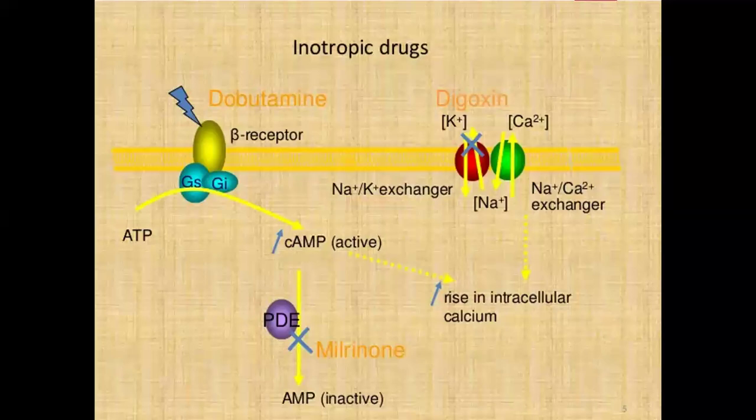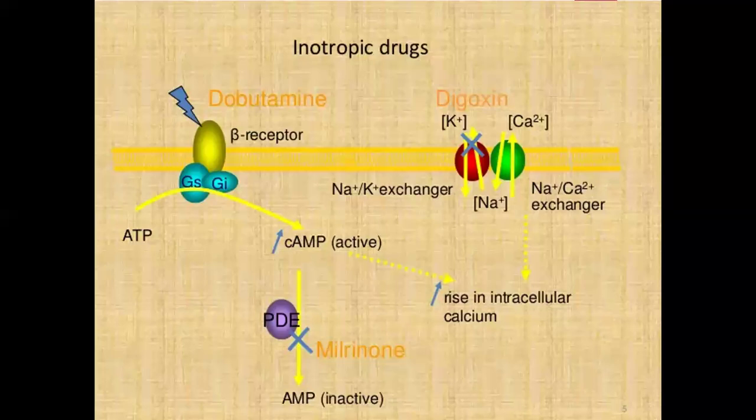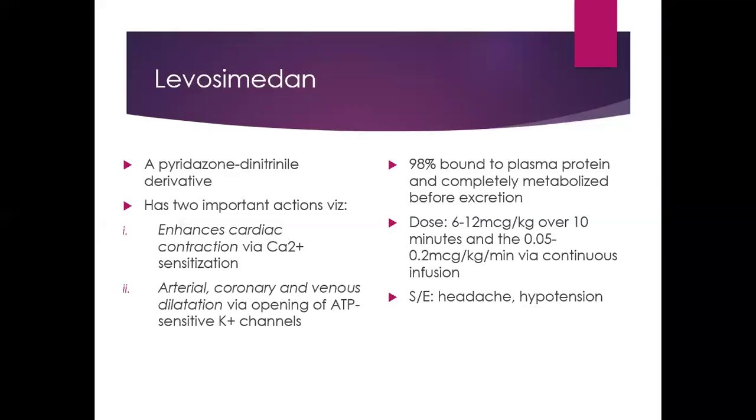Because of our time, this is just a diagram to show you how some of these inotropic drugs work. Dobutamine acts on your beta receptors, and digoxin acts on the sodium-potassium exchanger, and your phosphodiesterase enzyme inhibitors lead to increased cyclic AMP activity, leading to a rise in cellular calcium, causing increased myocardial contractility. This is just for those of us who are interested to look at it more closely.